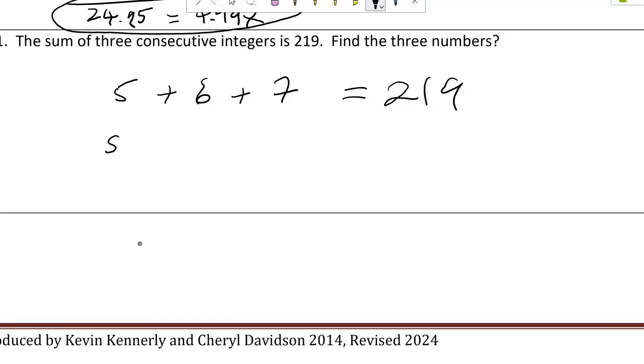Let's try 50, 51, 52. 50 plus 51 plus 52, still nowhere near high enough. Let's try, I don't know, 62. Let's try that. 62 plus 63 plus 64.